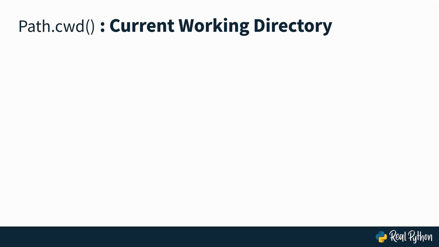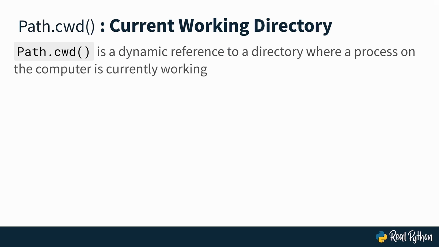Path.cwd, which stands for current working directory, also creates a path object in a way dynamically. And in this case, it's a little bit different though, because path.cwd is a dynamic reference to a directory where currently a process is running. And this can change over the lifetime of a program, and it can also be different depending on where you're currently running Python. Let's take a look over in IDLE.